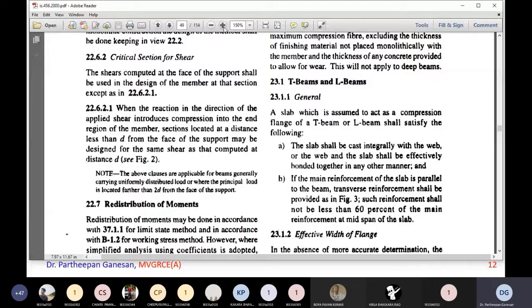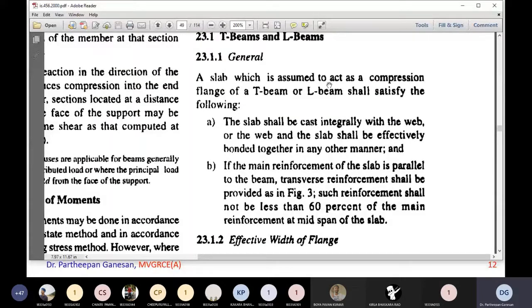Okay, here. A slab which is assumed to act as a compression flange of a T-beam or L-beam shall satisfy the following condition. The slab shall be cast integrally with the web, or the web and the slab shall be effectively bonded together in any other manner. So your web and the slab should be cast integrally. Integrally means it should be cast simultaneously. Or if you are providing beam and slab separately, there should be a perfect bond between the web and slab.